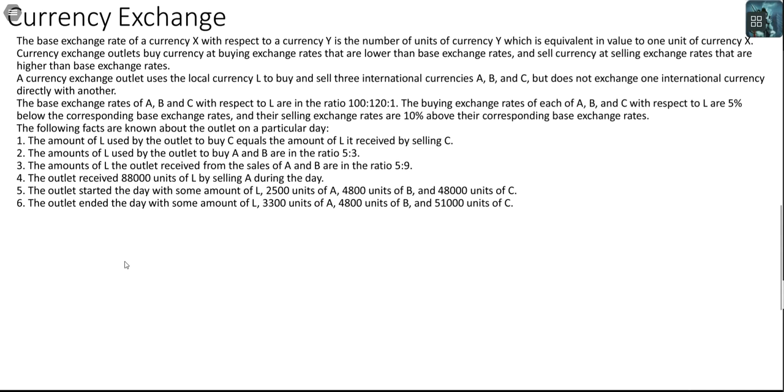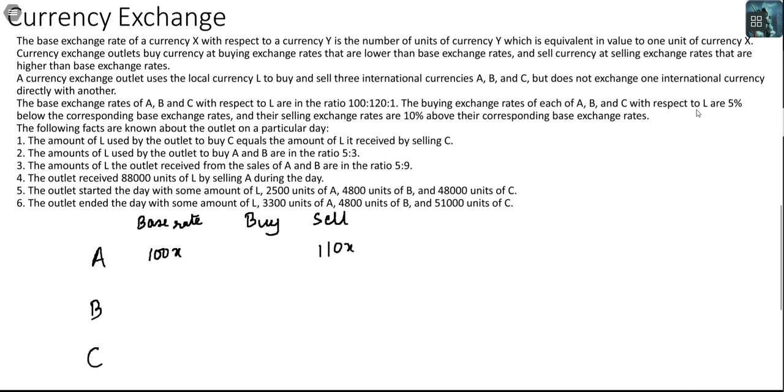I have three currencies, let me write it down, A, B, and C. I have these three currencies. They have a base rate. Then they have a buy rate. Then they have a sell rate. Okay. So the base rate here is 100x. Their selling rate is 10% above, so the selling rate is 110x.